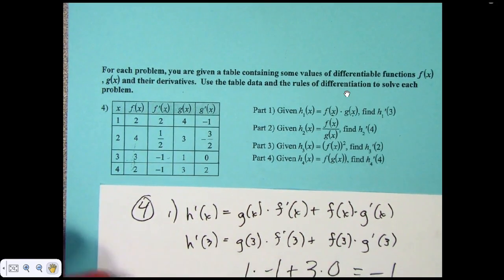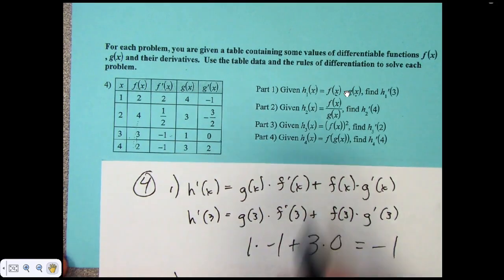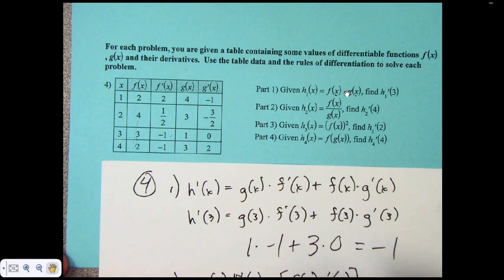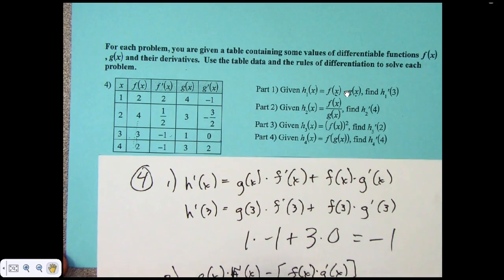Part 2 is quotient rule. So that's a division. So I'm going to do the bottom times the derivative of the top minus the top times the derivative of the bottom. Again, that big bracket helps you remember you're subtracting the whole thing over the bottom squared.